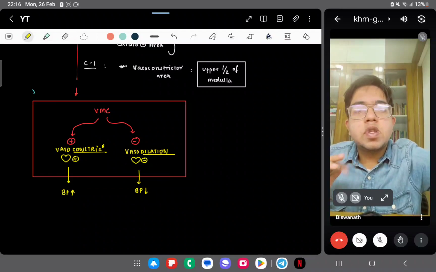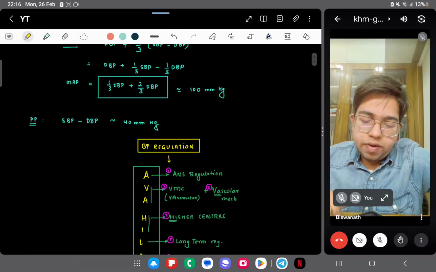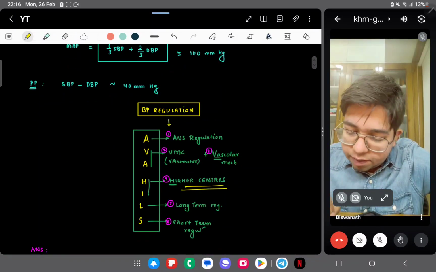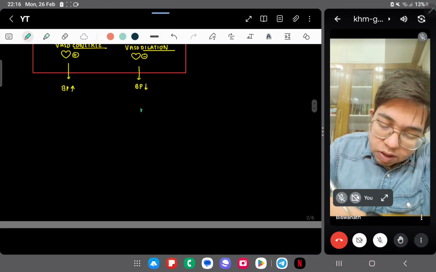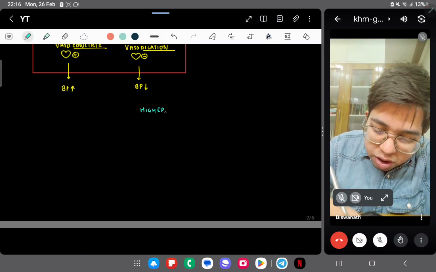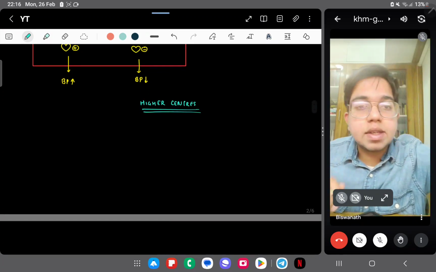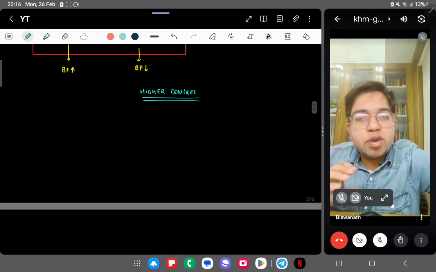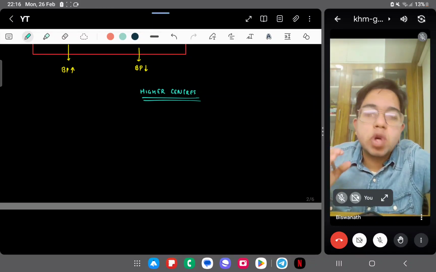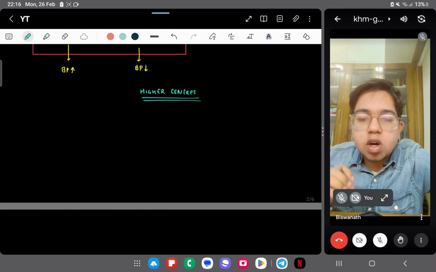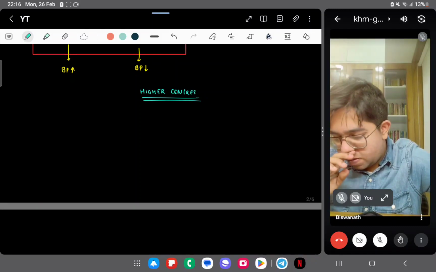Okay. So let's come to some higher centers. We discussed some higher centers as well. Let's come to higher centers first because it is related with VMC. Let's discuss what are the higher centers of regulation. Higher centers: the reticular substance and the thalamus, hypothalamus, even the motor cortex have an effect on the VMC. It may stimulate your VMC or it may inhibit your VMC.